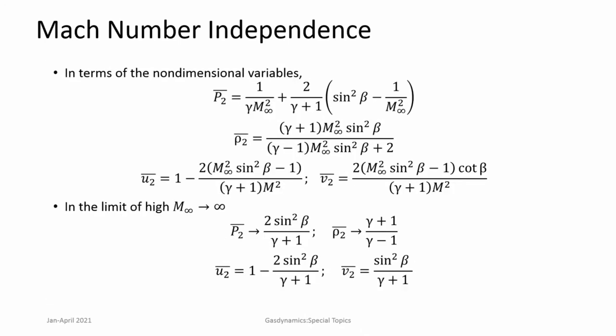Similarly, rho 2 bar is normalized density. U2 bar and V2 bar are normalized velocities, we find that as the Mach numbers go to large values, normalized pressures, densities and velocities become independent of Mach number. This is known as the Mach number independence principle. So, from this we have an idea that in the hypersonic limit, Mach number really does not play a major role. So, the flow becomes somewhat independent of Mach number.